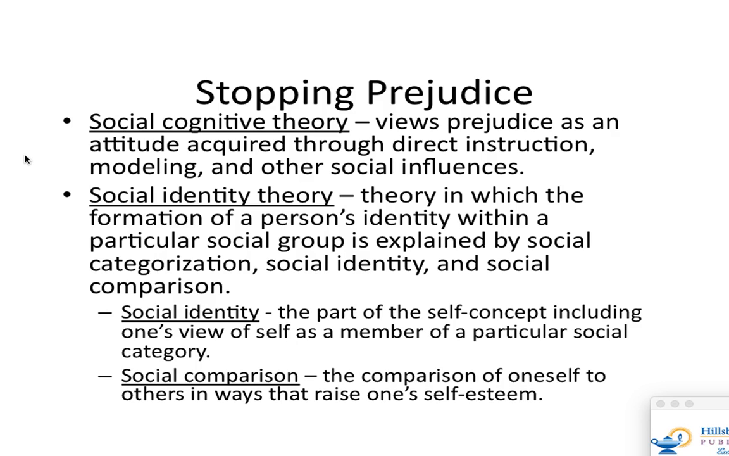All right, so when we talk about social identity theory, it's a theory in which the formation of a person's identity within a particular social group is explained by social categorization, social identity, and stuff like that. We all categorize ourselves. When you think about who you are as a person, I was a jock. I was a 3-sport varsity athlete at a very competitive school, and I was also at the top of my class. So I was a dork who could run really fast. Those were my social groups.